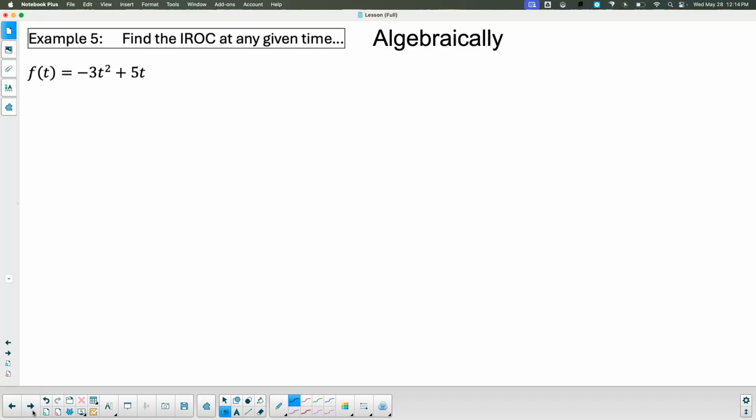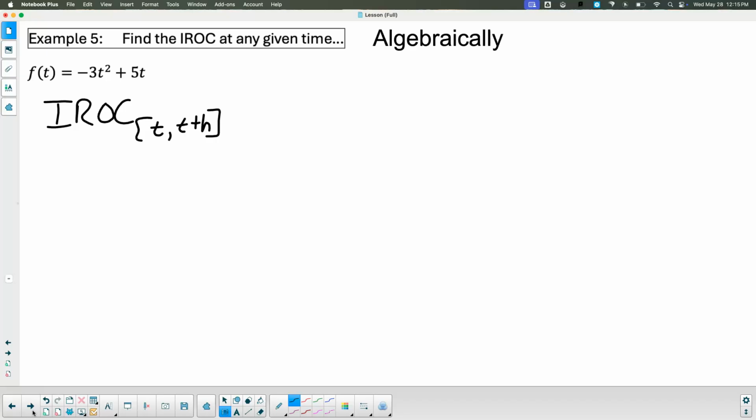So the function that we have is example 5. It is in your white packet. It is negative 3t squared plus 5t. So we want to find the IRoC. Now instead of finding the IRoC at a specific number, I'm going to find the IRoC at t, and I'm going to have my interval go to t plus h, so that I can put any time that I want in there.